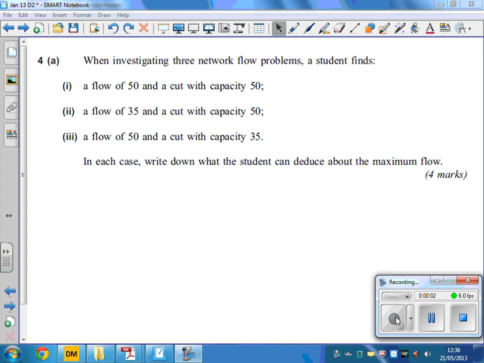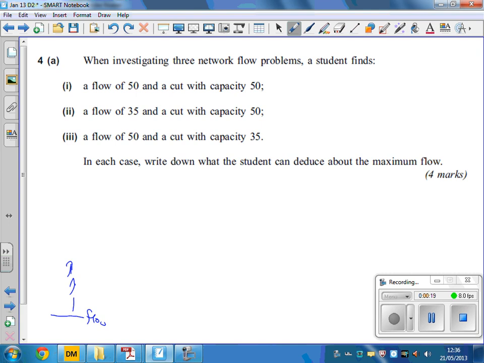Question 4 was a new style of question. Trying to see if you understood the idea of the minimum cut, maximum flow idea. If you think about flows, you could have almost nothing going through it, and you always want to try and get better and better and better.